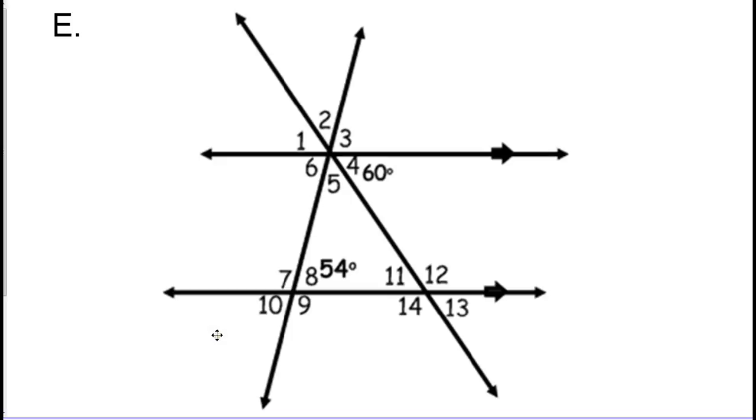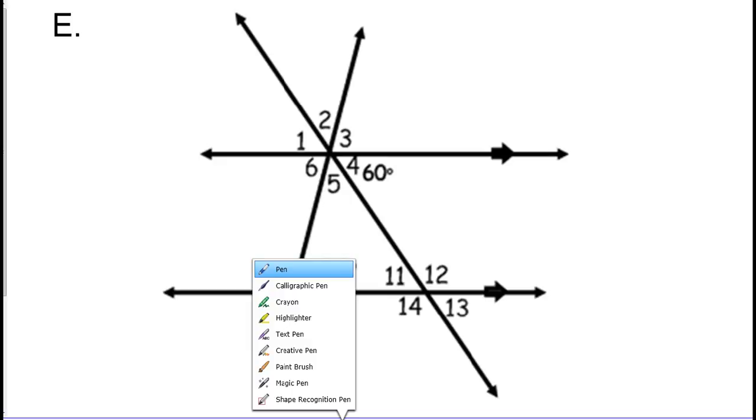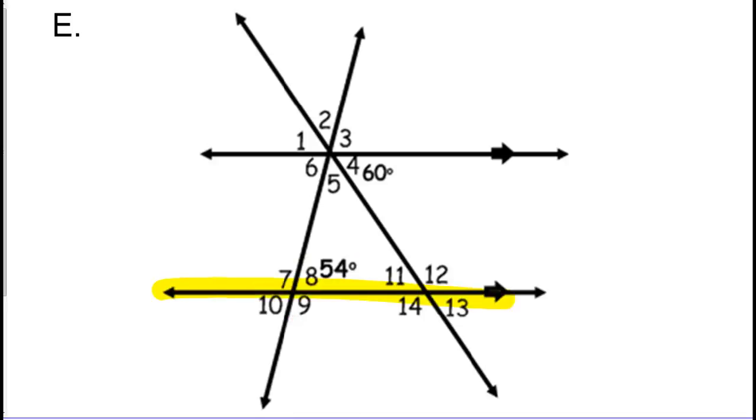The only thing that I see right now is I see two parallel lines, obviously, and they are marked with their arrows, right? Got those two parallel lines right there, and I see that I've got two angle measures. Angle 4 is 60 degrees and angle 8 is 54 degrees. So I'm actually just going to go in and start writing what I know and what I can write immediately.